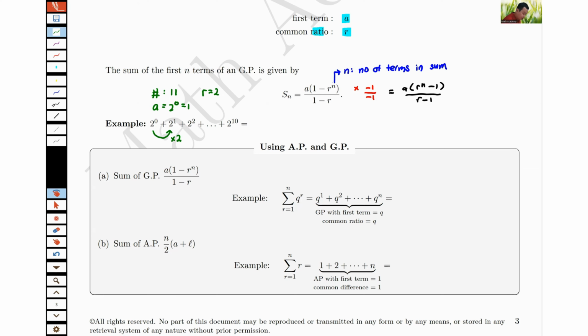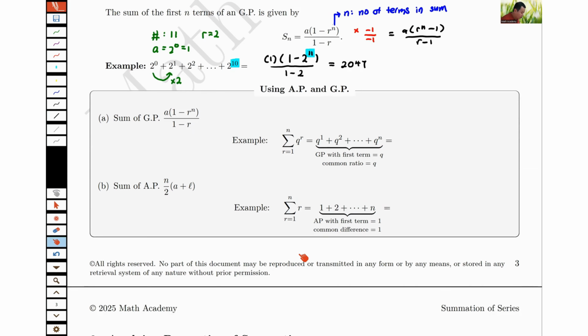So let's apply it to the sum formula. You have A (1 minus Rn) over your 1 minus R. I emphasize again, this power is your number of terms. Note that it does not represent the last power that you have. This n is always the number of terms, not the last power.